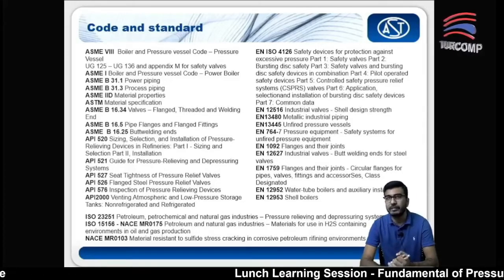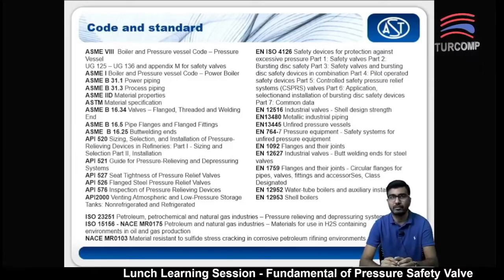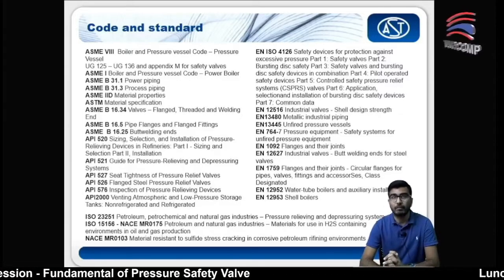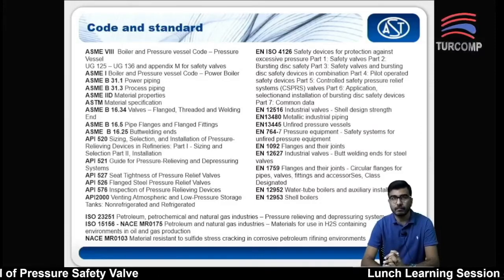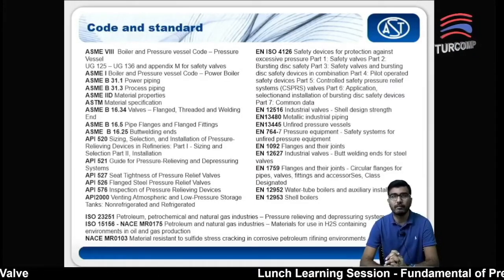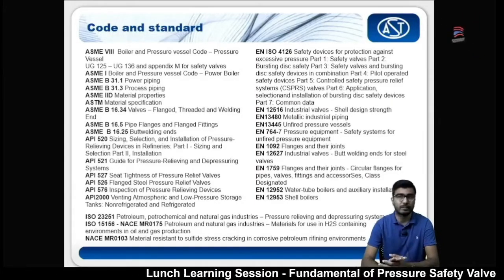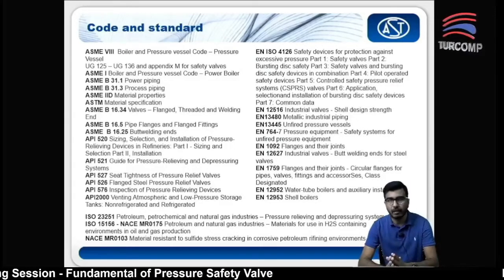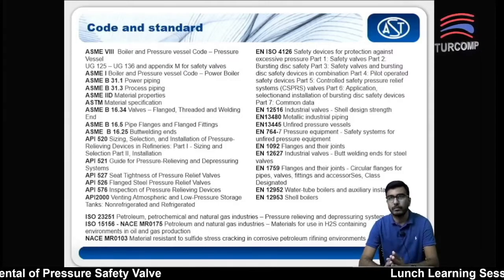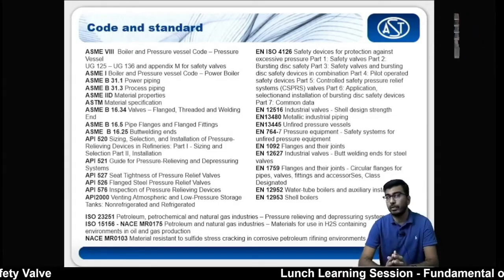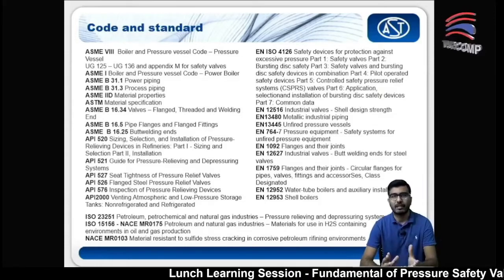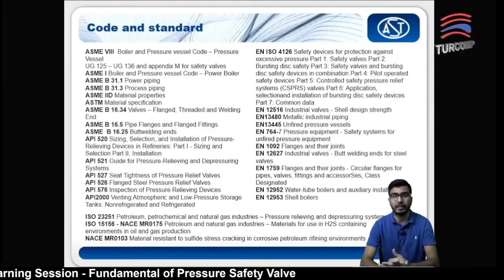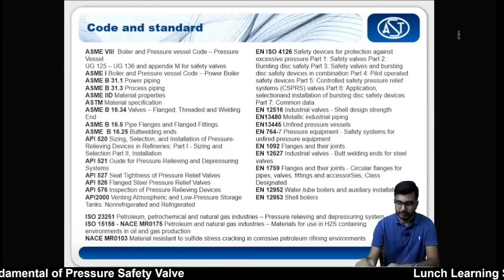API 520, as I said earlier, is for sizing, selection, and installation of pressure relief devices. 521 is a guide for pressure relieving systems, and you will also have other standards, which are different standards used in different continents. For us here, we are more into the oil and gas industry, so we will be looking more into API. So these are some of the relevant standards that our manufacturer can make accordingly. So let's move on.